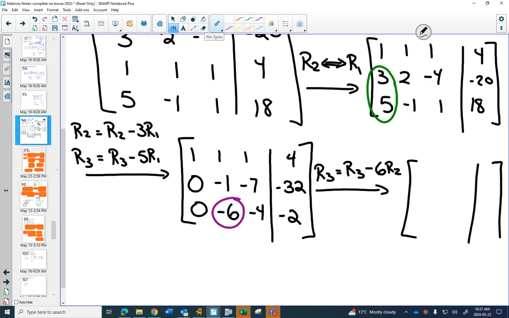Here's my matrix. Row 1 did not change, so I rewrite it. 1, 1, 1, 1, 4.